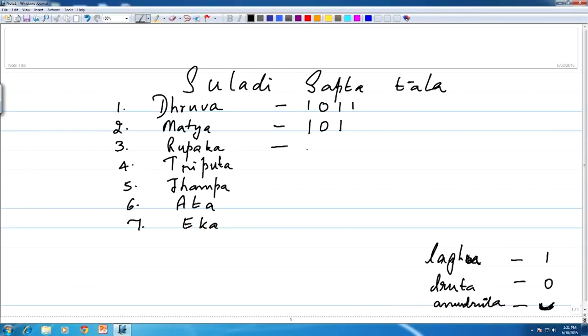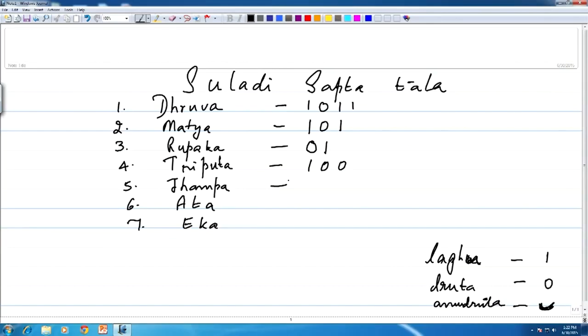Rupaka tala is the only tala that does not start with a laghu, it starts with the drutam instead. One drutam followed by a laghu. Triputa tala is 1, 0, 0. And if you think about this, this is what is Aditala. If you count 4, 1, 2, 3, 4, that is laghu, one drutam, another drutam. So Aditala is a form of Triputa tala.